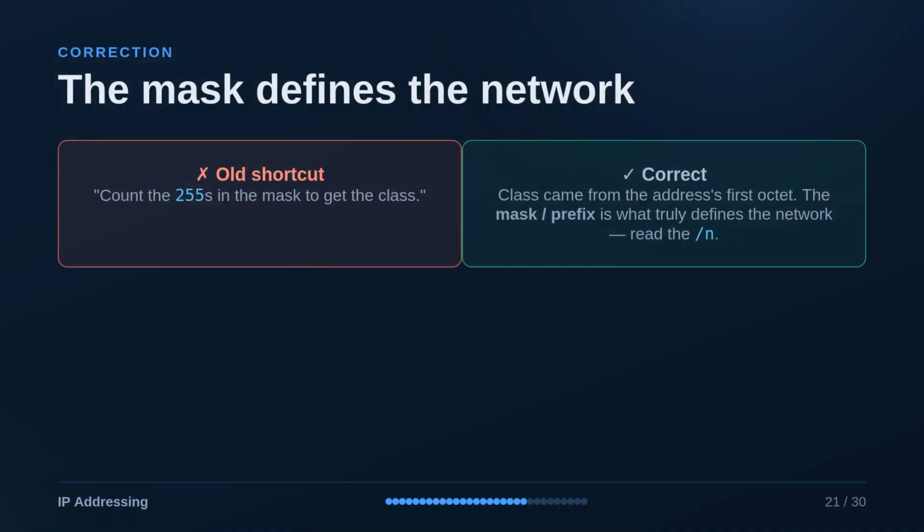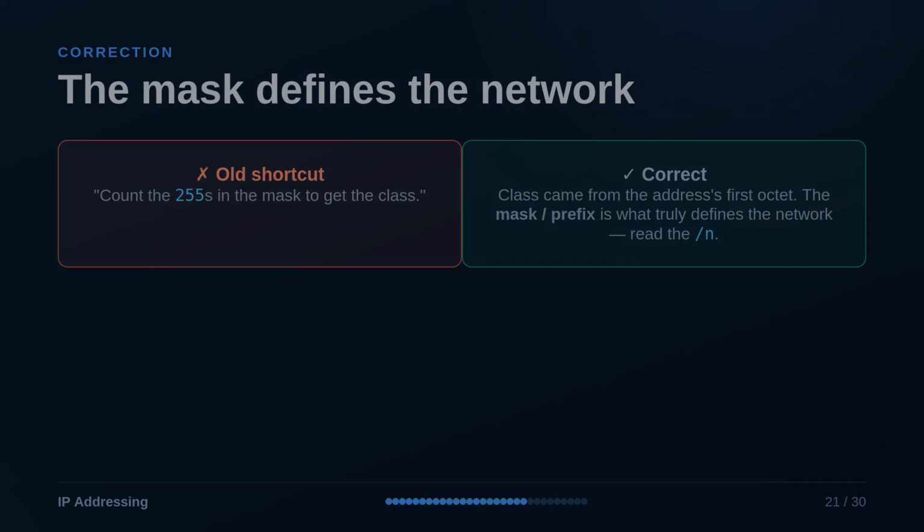Second correction. In the old video, we identified a class by counting the 255s in the mask. That mixed up two things. A class came from the address's first octet, but what actually defines a network, then and now, is the mask or the prefix. Always read the slash number. The mask is the source of truth, not the class.